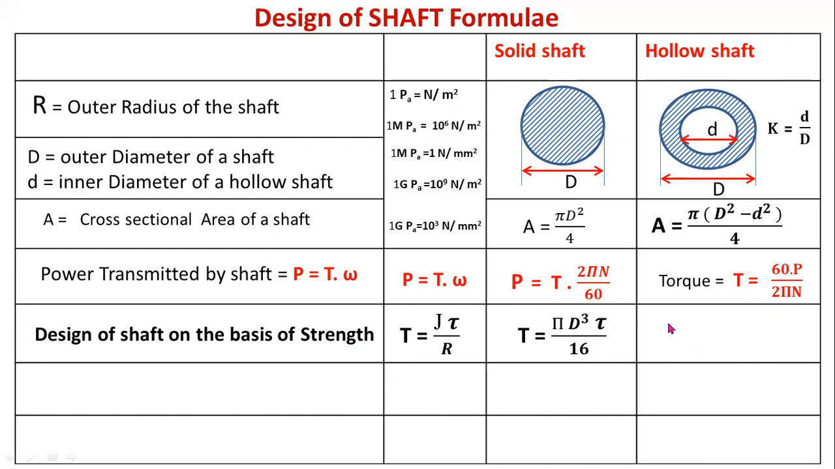In a similar way, for design of hollow shafts on the basis of strength, we have to use this formula. Torque for a hollow shaft, torque T equals pi d cube by 16 into tau into 1 minus k power 4. Here k is equal to inner diameter by outer diameter. For getting the outer diameter of the hollow shaft, we have to substitute the value of torque T.